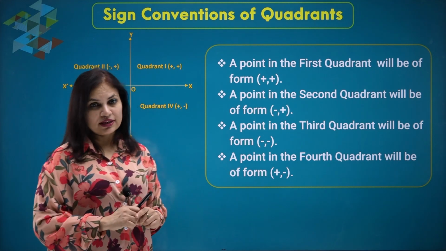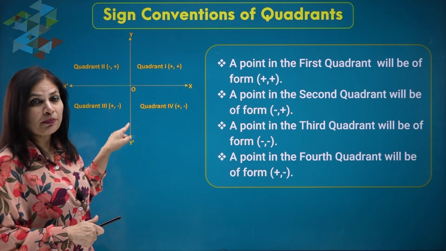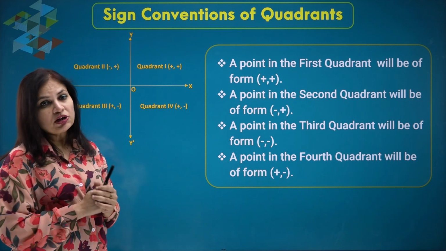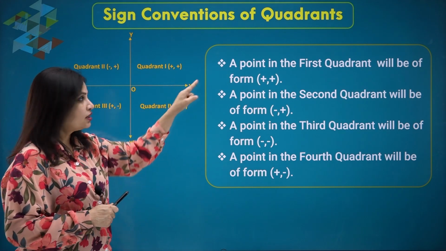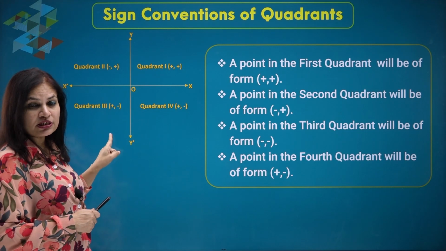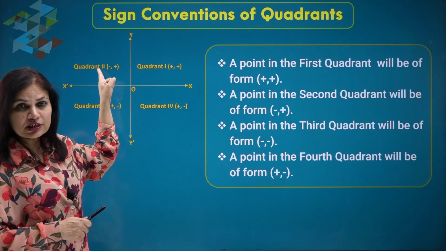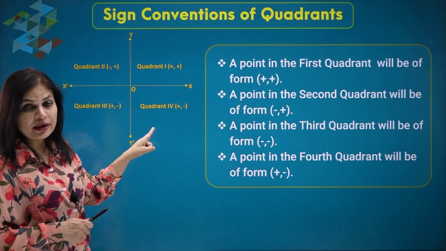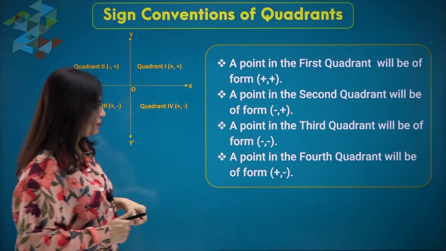One more important thing we discovered, that the vertically opposite quadrants are exactly opposite in sign. Plus plus, minus plus, minus minus, and plus minus.